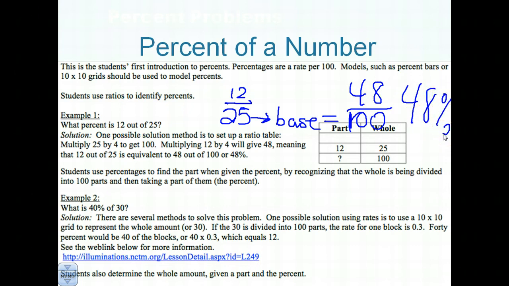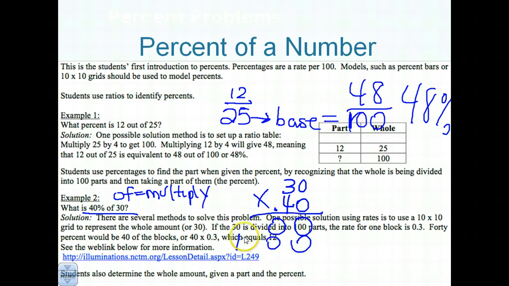Now we're going to learn how to do percent of a number. 40% of 30. Remember, please take notes, of equals multiply. So it's as simple as that. You first convert the percent into a decimal or a fraction, but much easier into a decimal. And you multiply. And don't forget the decimal. When you multiply, you will get the answer 12 because I moved the decimal place 2 places over. So 40% times 30 is 12.